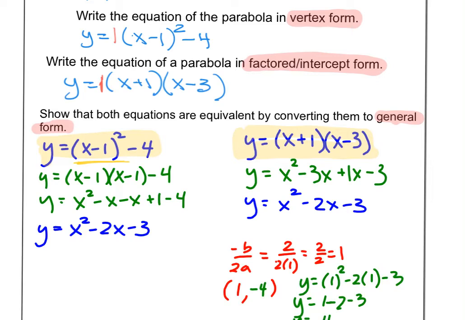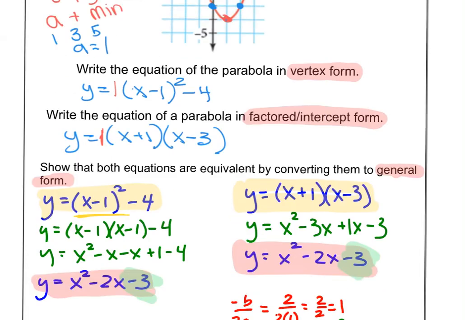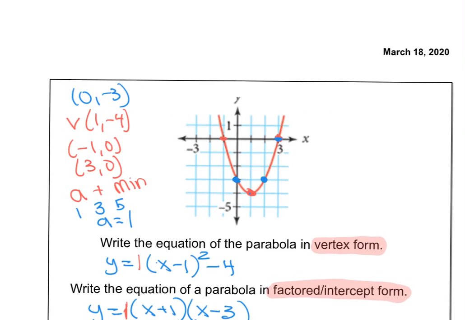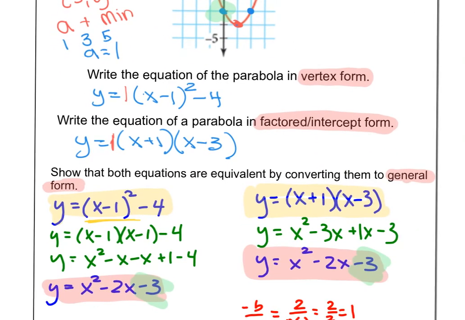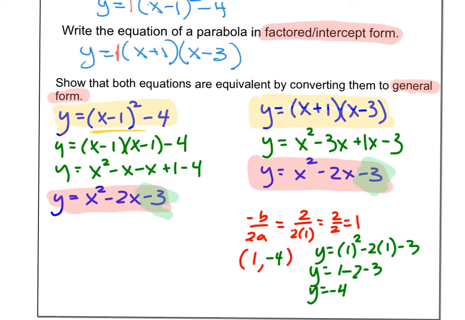So I FOILed and simplified, and then over on the right, all I had to do was FOIL, and then you get a pleasant surprise to see that the standard forms are the same. So I feel pretty good that they represent the same parabola. Another thing to note is that we decided that -3 was the y-intercept. Remember up here we saw 0, -3 at the y-intercept. We confirmed that down here.